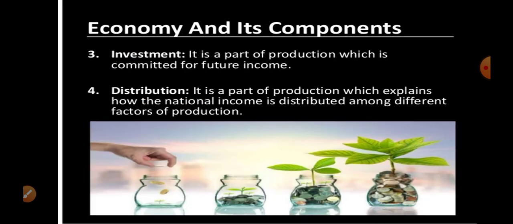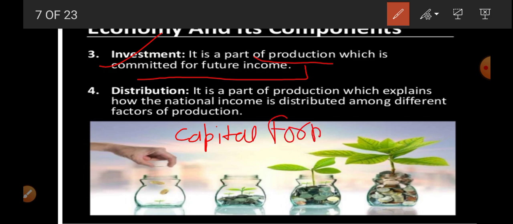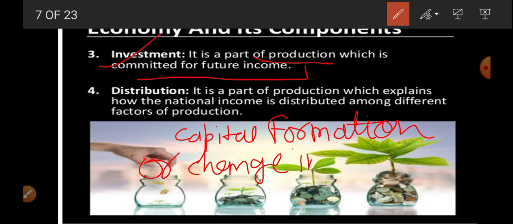Okay class, now what about investment? So investment is a part of production which is committed for further income. In very simple language, investment is related to capital formation. You can write, investment is change in capital stock. So this is the definition of investment. Investment is related to purchase of new machinery, new plant, new equipment, so that a firm, an economy is able to produce more goods, more services, and there will be more money generation.